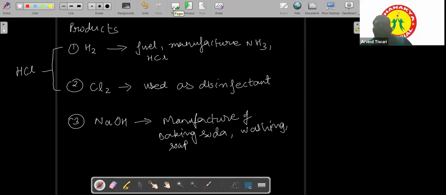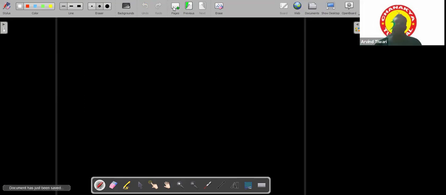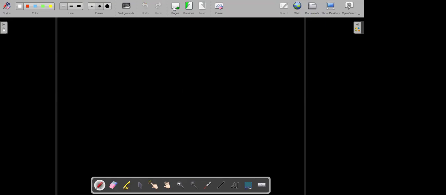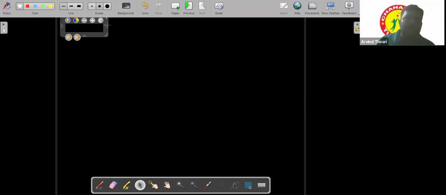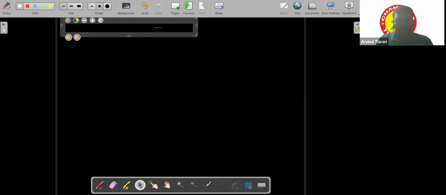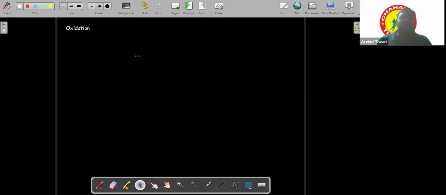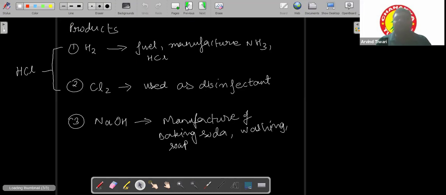We have also studied oxidation and reduction reactions. Just 1 minute, I'm opening up the page. Oxidation and reduction. If anyone remembers, can anyone recall the definition of oxidation again?